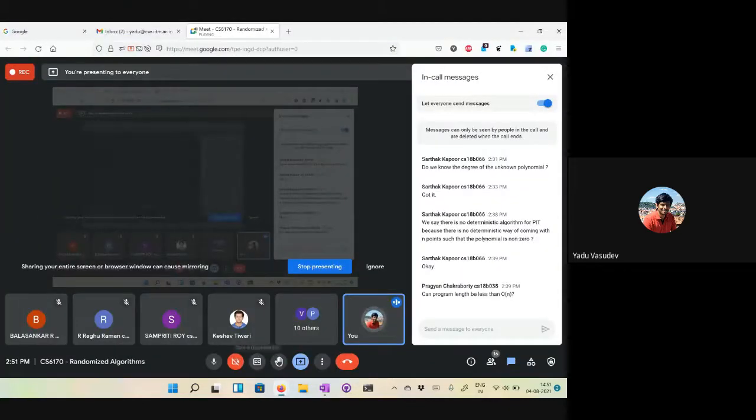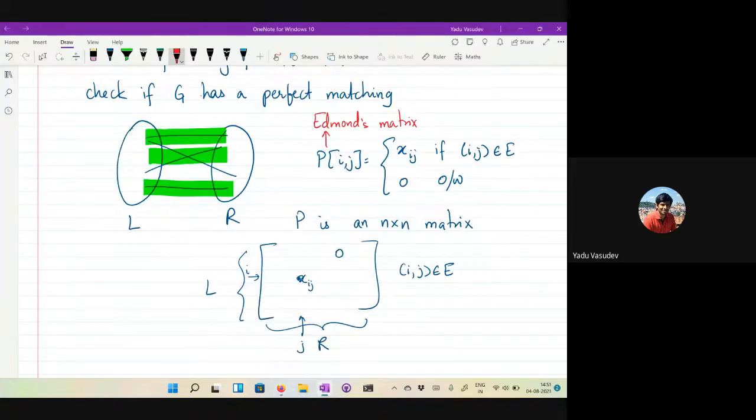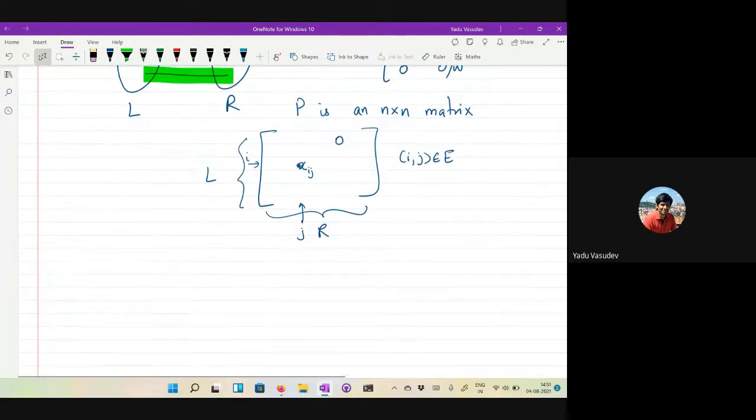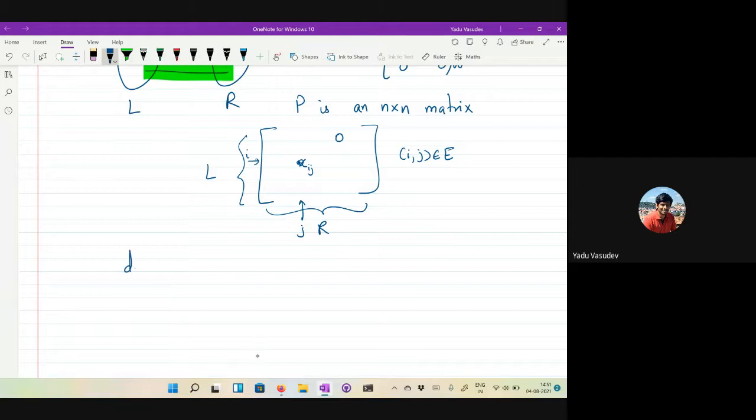Is this matrix clear? How we obtain this matrix from the graph? It's very similar to the bipartite adjacency matrix, just that you replace the one by a variable. Now, given this matrix, which is a square n cross n matrix, you can look at the determinant of this matrix. Let's look at the determinant of this matrix P.